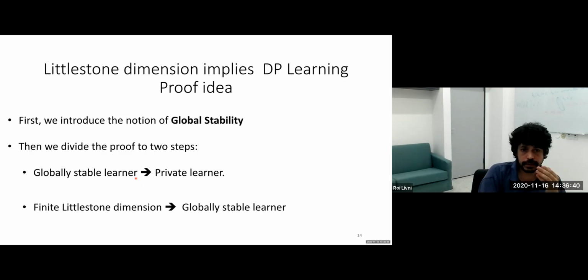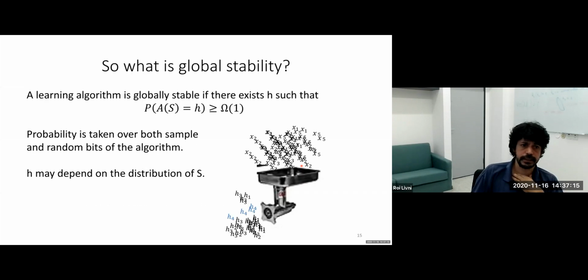So now let me discuss how we showed that Littlestone dimension implies deep learning. The proof idea is divided into 2 steps, where in the first step, we introduced this notion called global stability. And then, I'll talk about it in a minute, we divided the proof into 2 steps, where we show that globally stable learner implies private learners. And then we no longer need to talk about privacy, we just show that finite Littlestone dimension implies globally stable learners. So what is a globally stable learner?